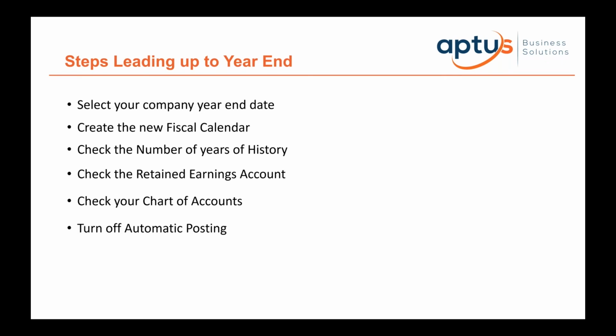Okay, probably a little bit early, but coming up to about the 24th or 25th of June, you could probably look at turning off the automatic posting. Over the years, Sage has introduced different options for posting, and some of you would have the flags turned on to post. If you post in accounts payable, it will automatically post to the general ledger.